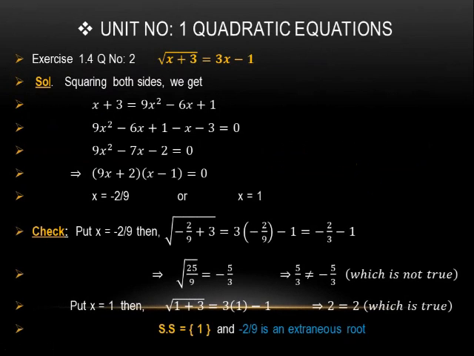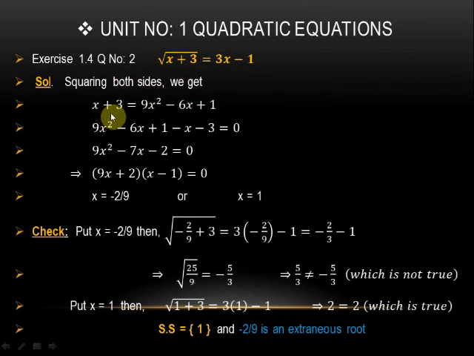Now we take an example of question number 2 from exercise 1.4. Under root x plus 3 is equals to 3x minus 1. Squaring both sides of this equation, we get x plus 3 is equals to 9x square minus 6x plus 1.